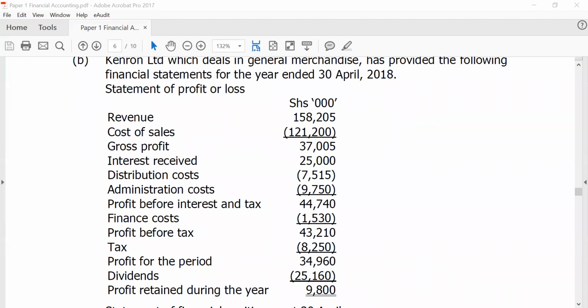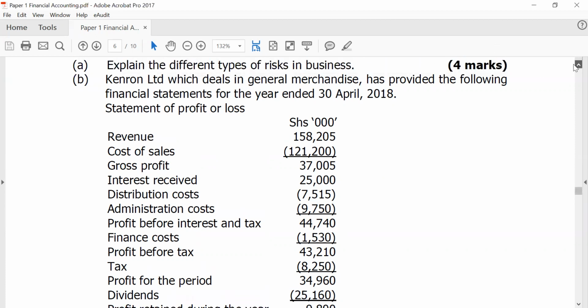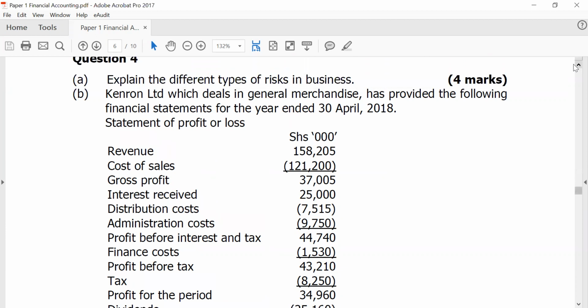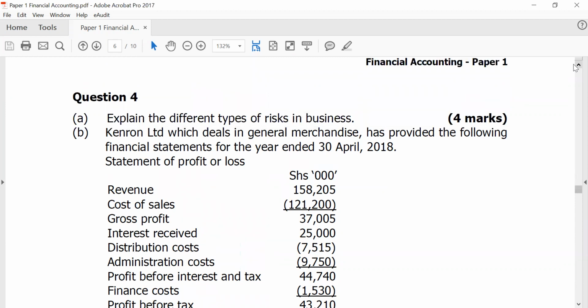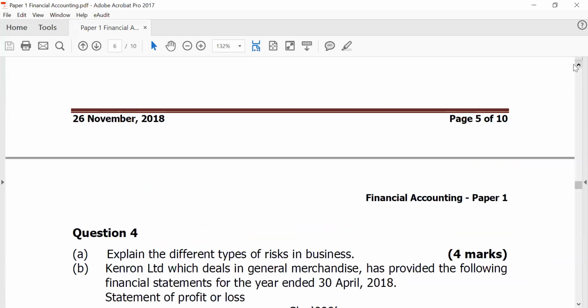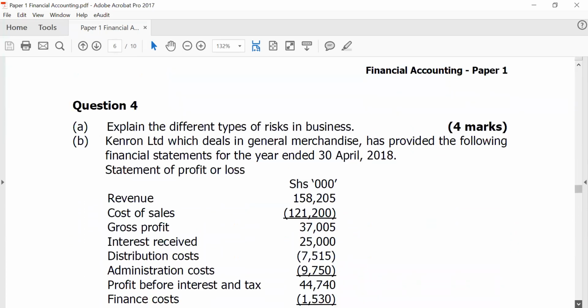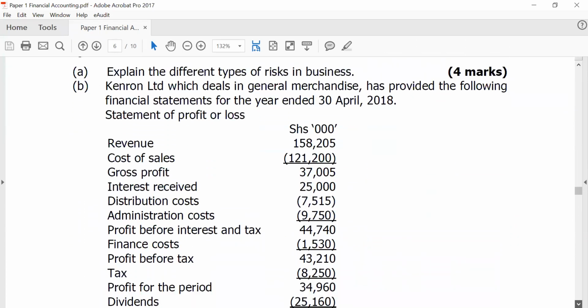This is financial accounting, and today we want to look at the cash flow statement, and see how that is applied when you're preparing, especially for upcoming exams. Right here is a question of November 2018, which we shall be able to use within our study.